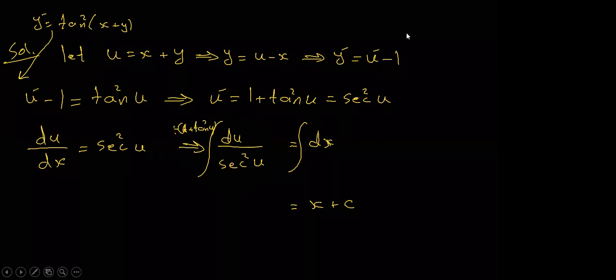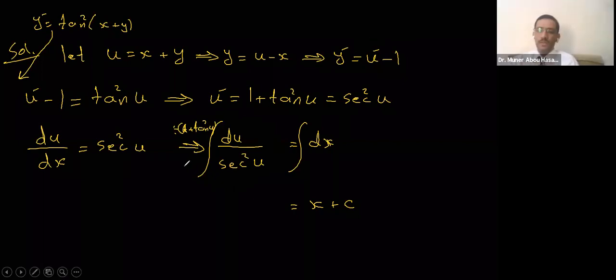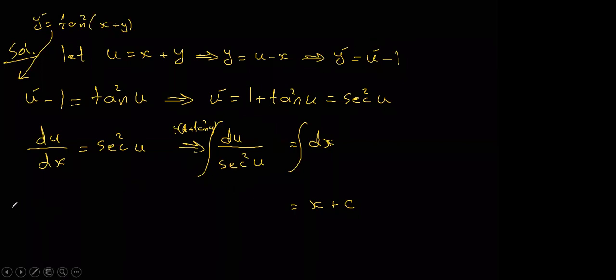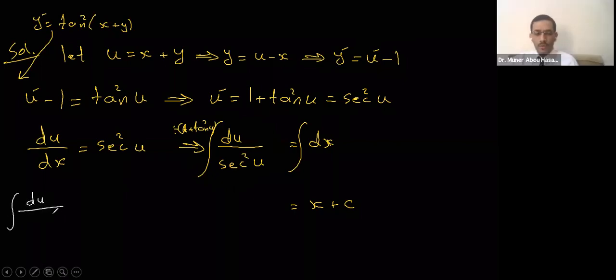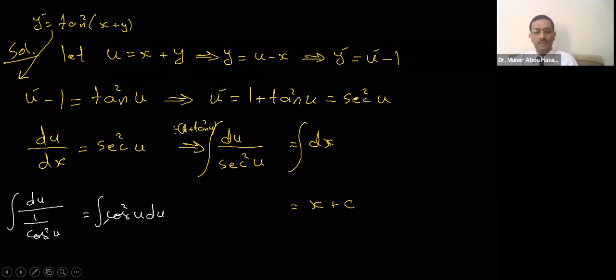So here, is it equal to cosine squared? You are right. Who is speaking also now? Marwan, doctor. Yes, Marwan, great. So it is du over 1 over cosine squared u, because the sec squared is 1 over cosine squared. So this can be written as the integral of cosine squared of u du. And how to find this integral? How to find the integral of cosine squared?